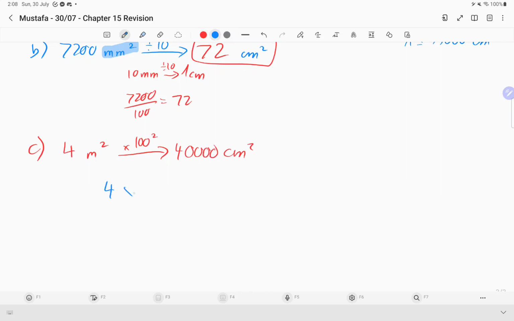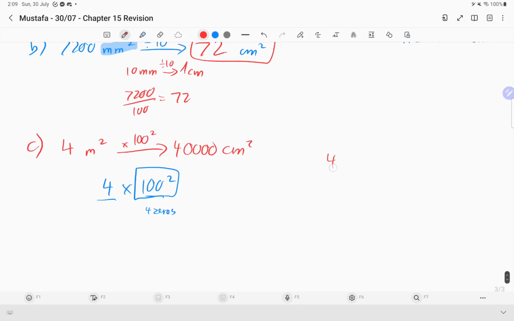Because if you're doing 4 times by 100 squared, 100 is 2 zeros. When you square that, you get 4 zeros, right? Yeah, and it will be just 4 times by 1 and 4 zeros, which is 4 and 4 zeros. Okay. Does it make sense? Yeah. It's like 4 times by 10 to the power 6.